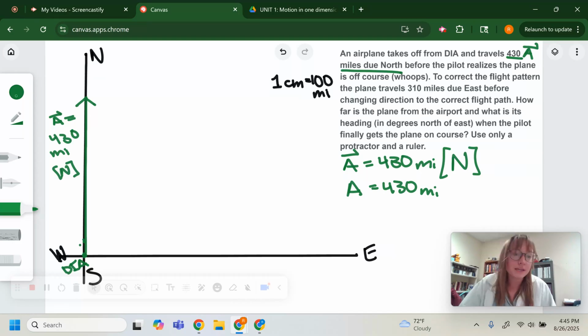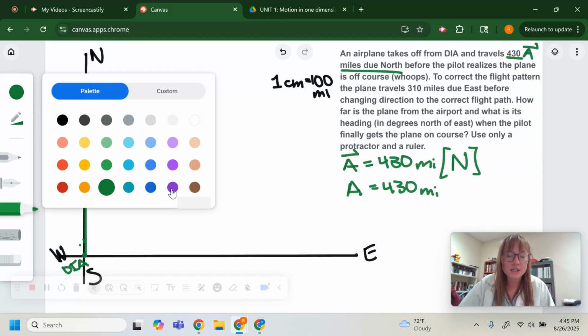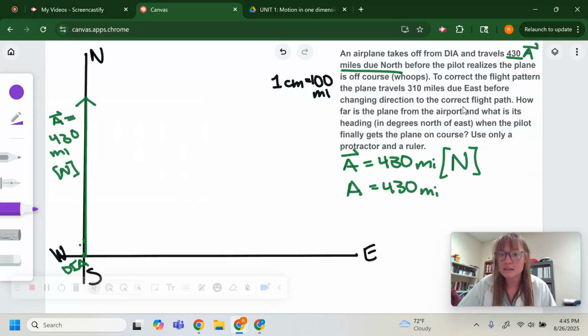Next, we need to draw our second vector. So now I'm going to choose a new color. We shall call this vector, vector B. Very creatively. Now, the plane travels 310 miles due east. That is vector B.